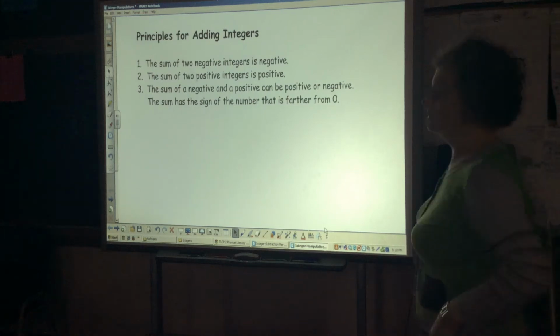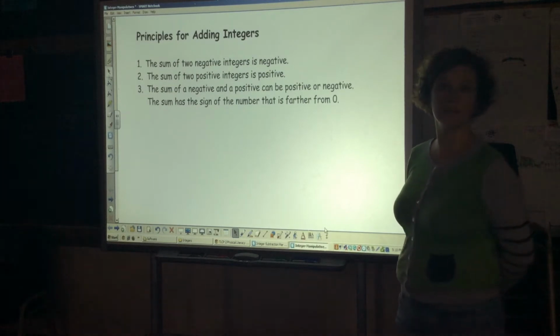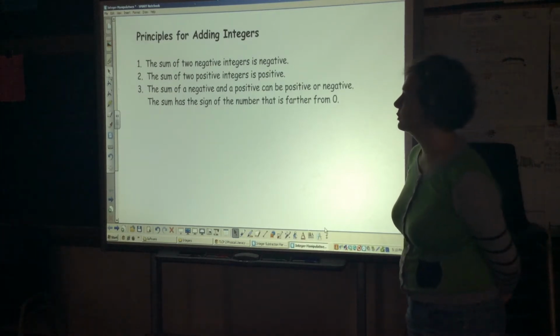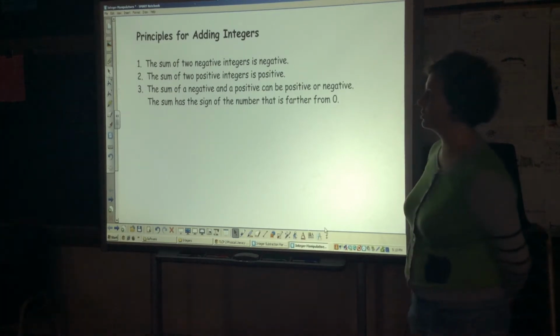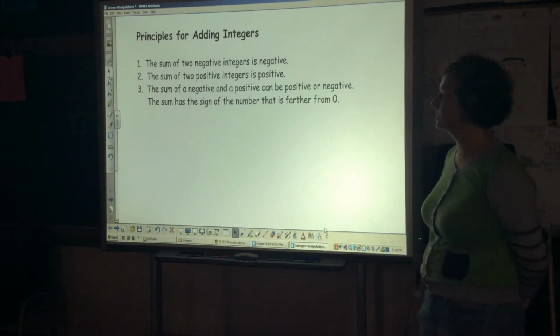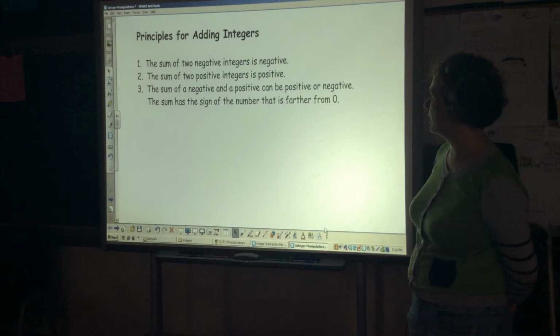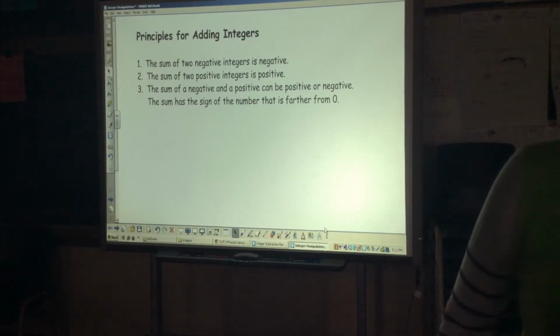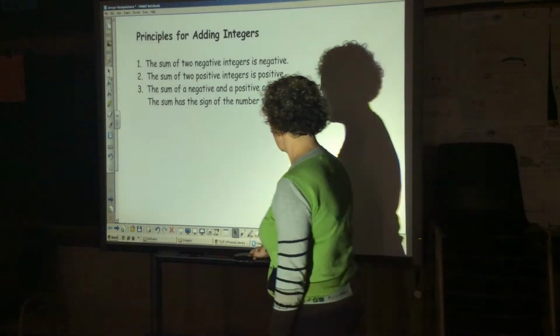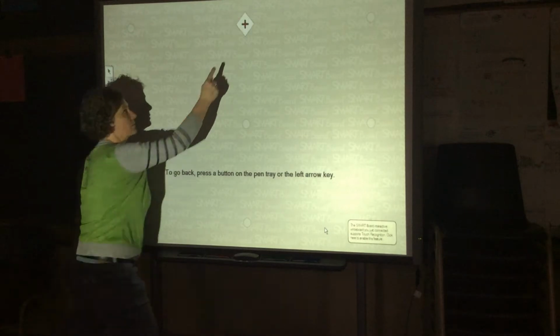This is a short video to help you understand the principles of adding integers and the principles of subtracting integers. First of all, the principles for adding integers are: the sum of two negative integers is negative, the sum of two positive integers is positive, and the sum of a negative and a positive can be positive or negative. The sum has the sign of the number that is farther from 0. So I'm just going to show you how that works and give you a couple of examples.